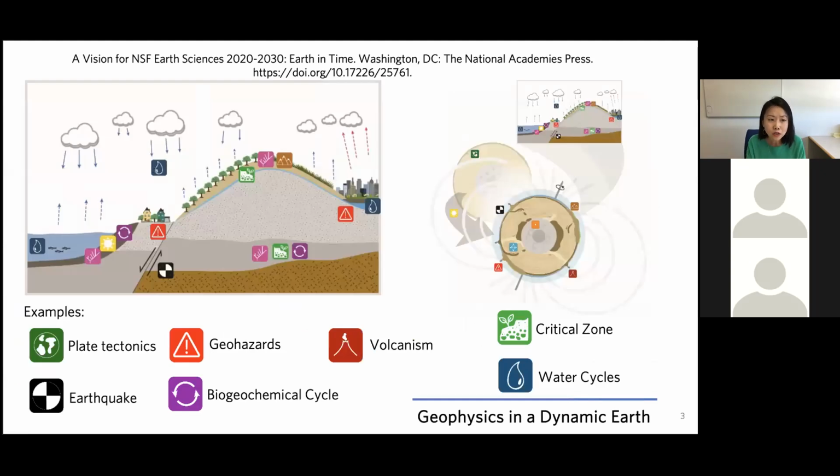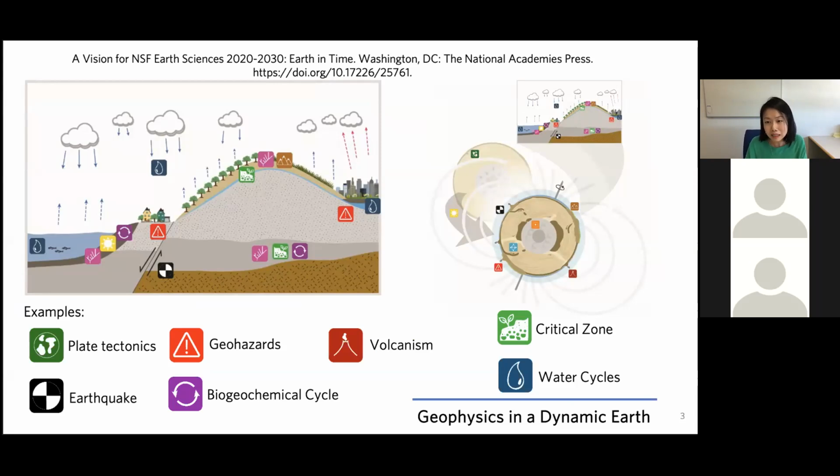I want to bring your attention to this recent study report published by NSF called A Vision for NSF Earth Sciences 2020 to 2030. In this report, they identified 12 compelling and high priority research questions, reflecting this interconnection between the different Earth systems. I think geophysics plays very important roles in answering some of these questions, such as plate tectonics, earthquakes, geohazards, biogeochemical cycles, volcanism, and of course, critical zone and water cycles.